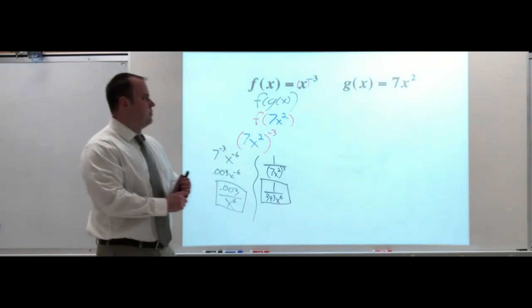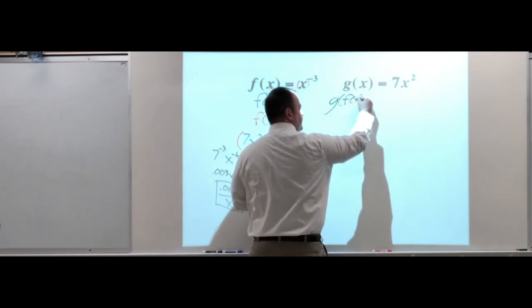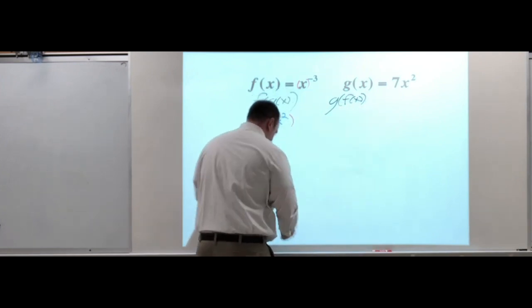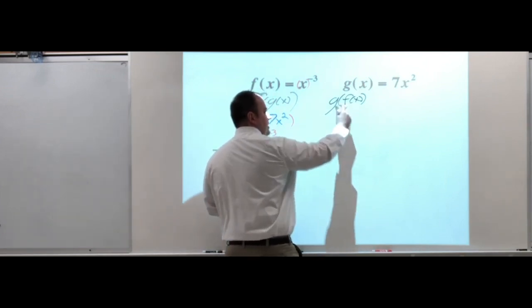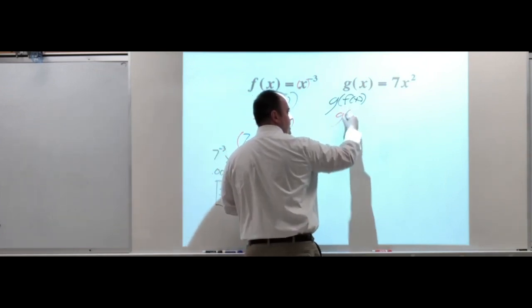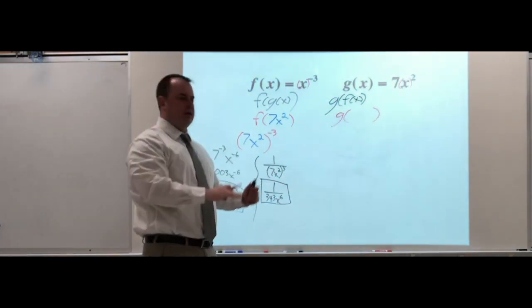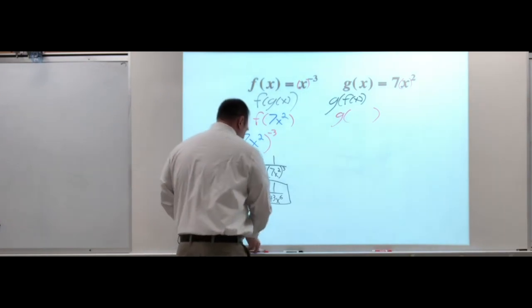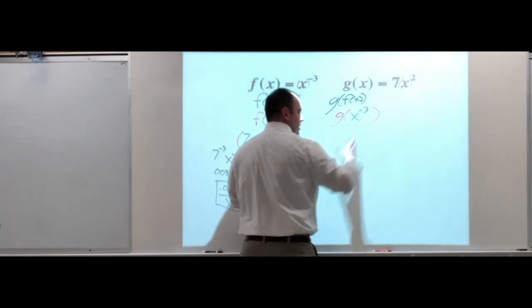Okay? Let's real quick do that last one then. g of f of x. This time we have that f of x is going to be plugged in, so we're going to have g. Look where the parentheses are. We have 7 on the outside. We have the square. And we're going to plug in the x to the negative 3rd power.